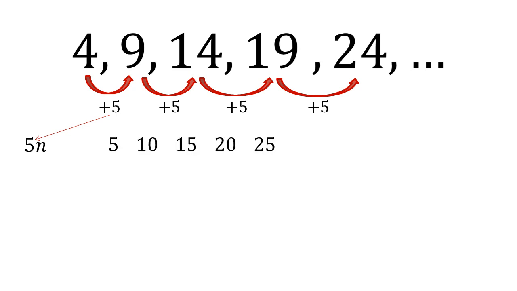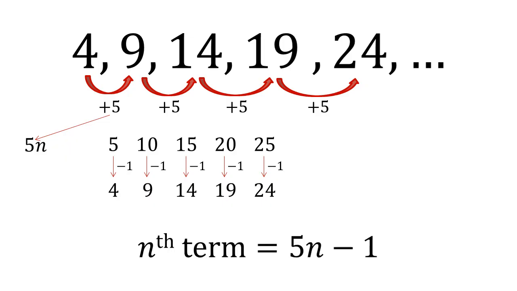If we look at the 5 times table, compare that to where we want to get. So that first term, we've got 5, but we want 4, so to get there we'd have to take away 1. And it's the same all the way through. To get from 10 to 9, we would take away 1, and so on, and so on. So this means that our formula for the nth term is 5n minus 1.